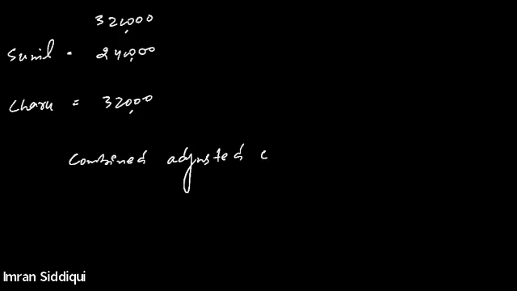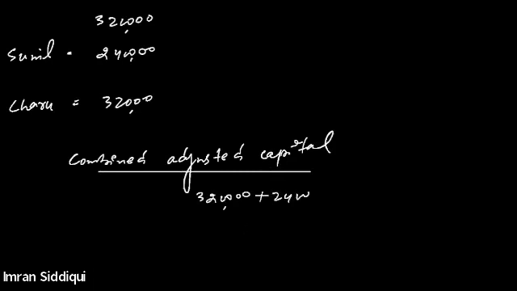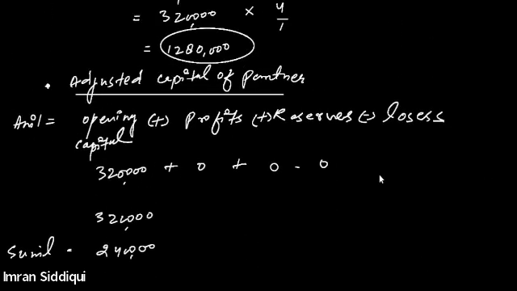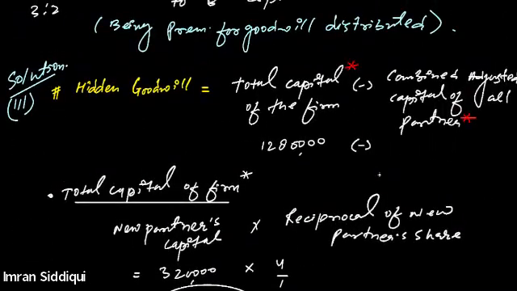Adjusted capital equals 3,20,000 plus 2,40,000 plus 3,20,000. Right, so just a minute: 3,20,000 plus 8,80,000. So 8,80,000 will be the total combined adjusted capital of all the partners. We'll take this value to our main working area, 8,80,000.